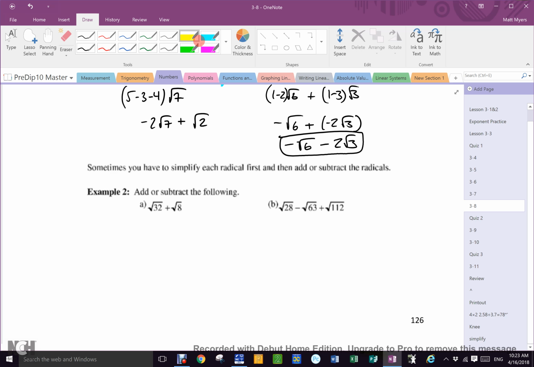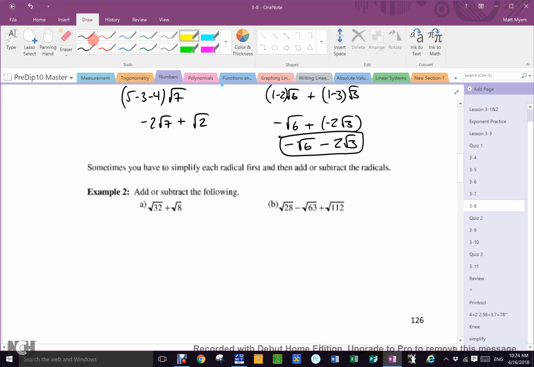What is my favorite instruction in all math? Simplify, simplify, simplify. When should you simplify? Every single time you can. Right now, are those addable? Why? They don't have the same... Starts with an R, ends with an E, has radican in the middle of it. I know you did. You ruined my joke. They do not have the same radicand. So what should I do? Simplify. Why? Because I can.